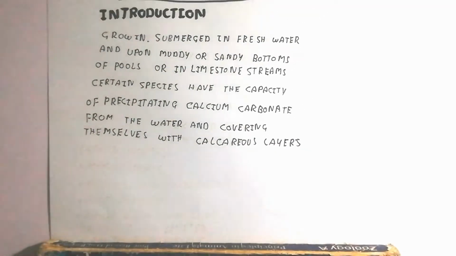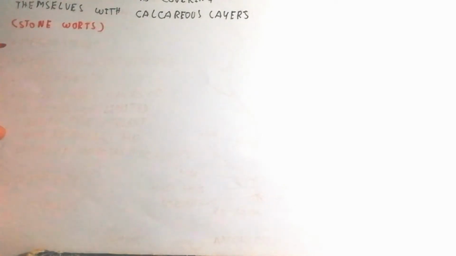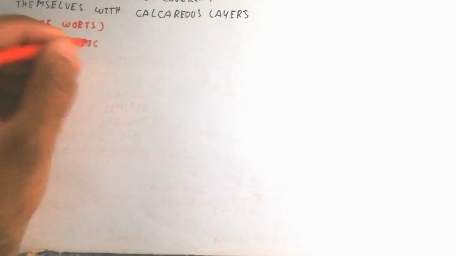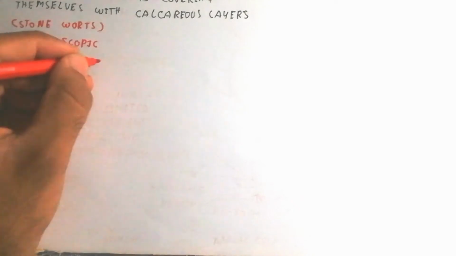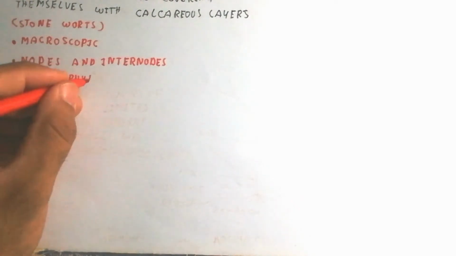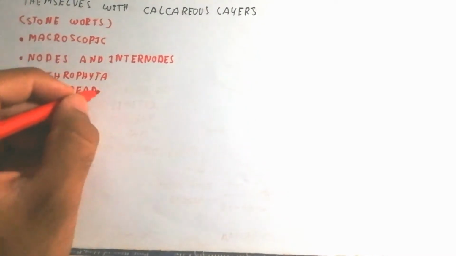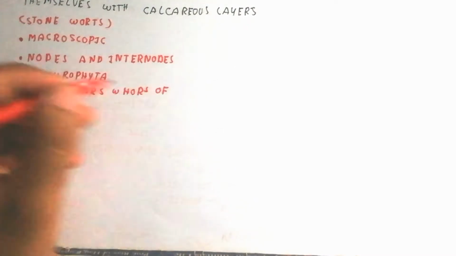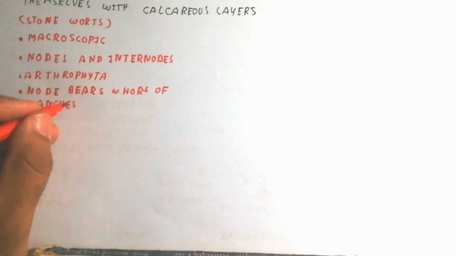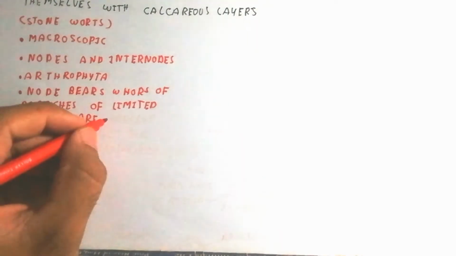That is macroscopic, because macroscopic means it is not microscopic; we can see it with our own eyes. So here, nodes and internodes are present in the plant. The thallus contains nodes and internodes, and lateral branches, axillary branches, are present in the plant.